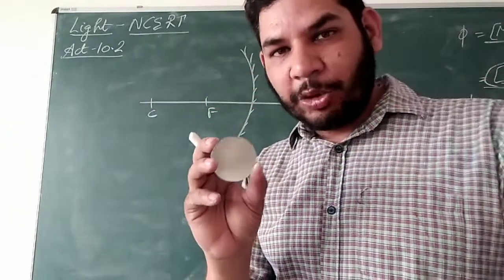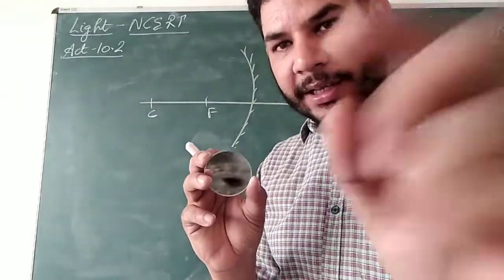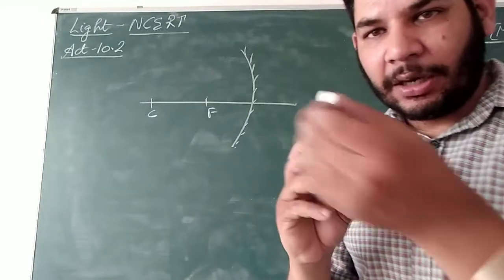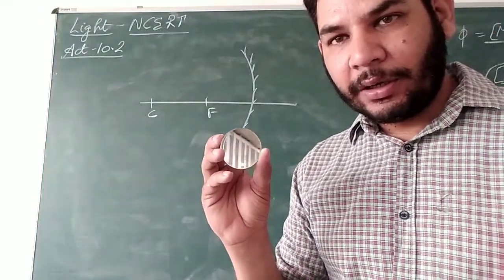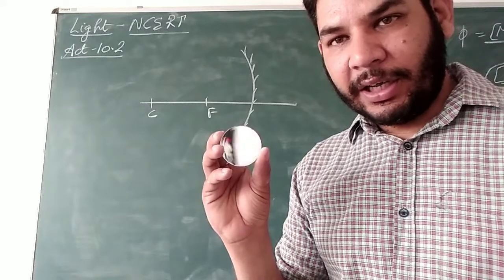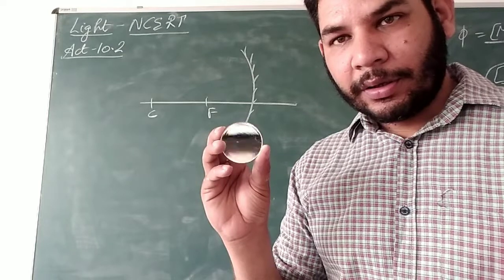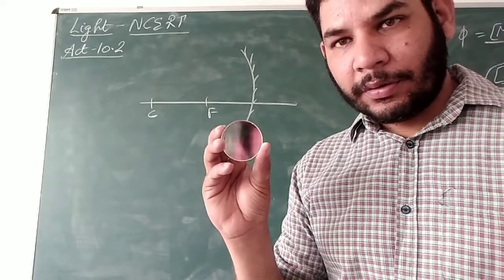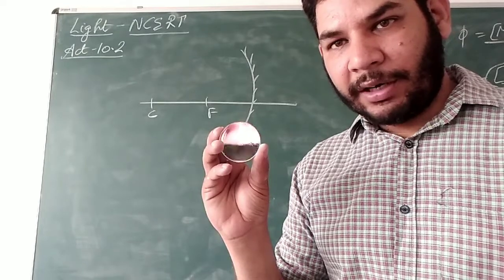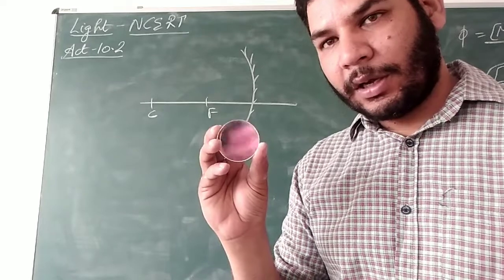By changing the position of this camera lens from the mirror, I am changing the position of image. So here the image is inverted. You can see the inverted image of the lab. This is the inverted image of my face here.